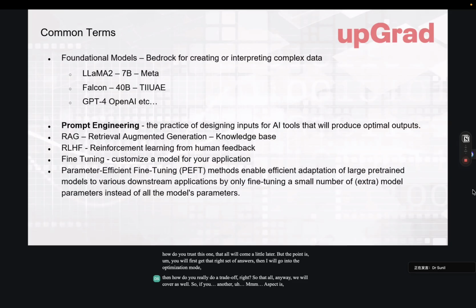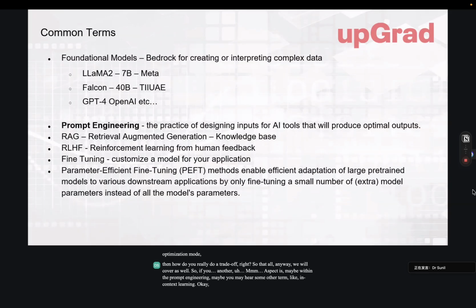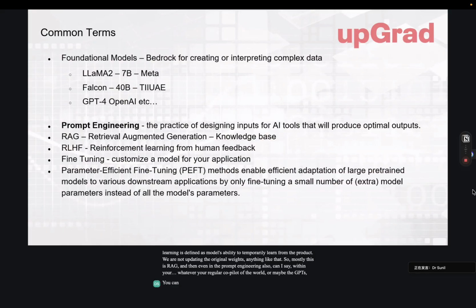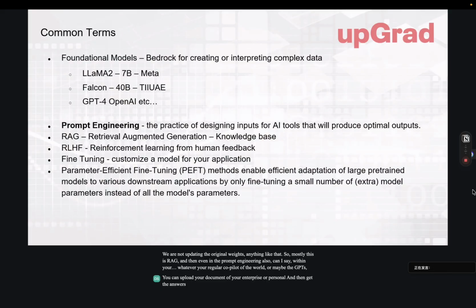Another aspect is that within prompt engineering, you may hear some other term like in-context learning. It's not context engineering yet, but people keep giving some of these terms. In-context learning is defined as the model's ability to temporarily learn from the problem. We are not updating original weights or anything like that. So mostly with RAG, and even in prompt engineering, within your regular Copilot or the GPTs, you can upload your enterprise or personal document and get answers specific to that content. Have you ever tried that as well?